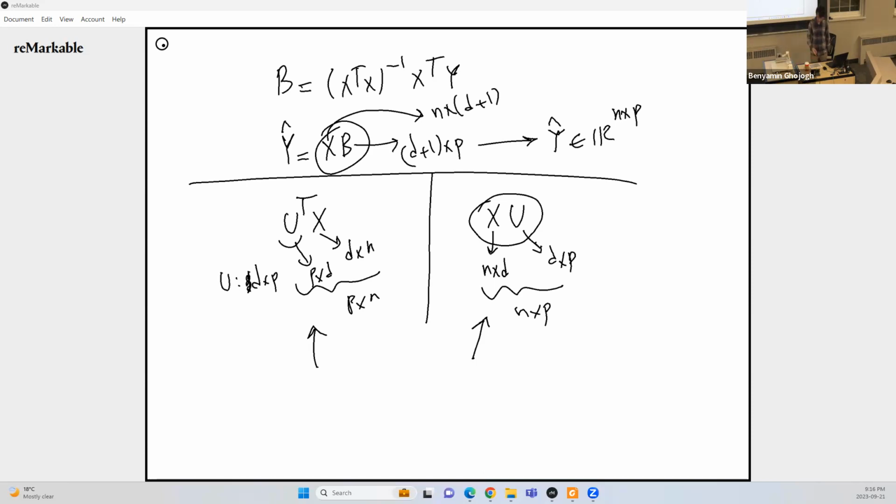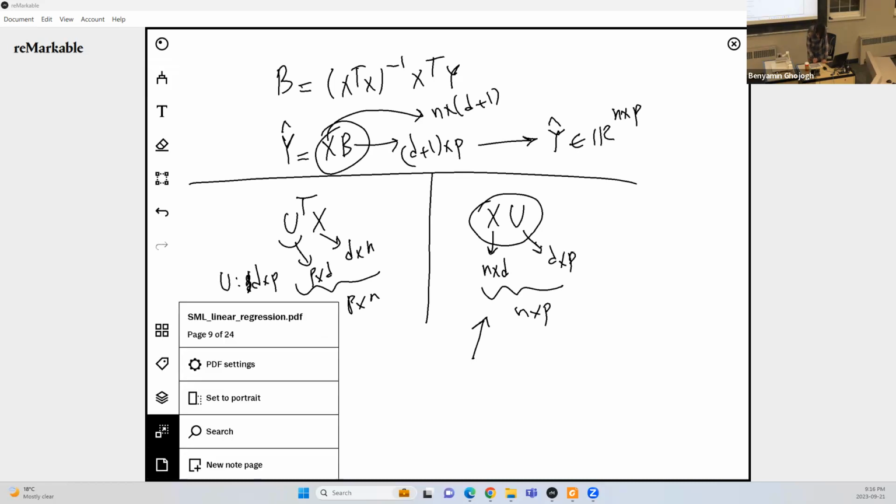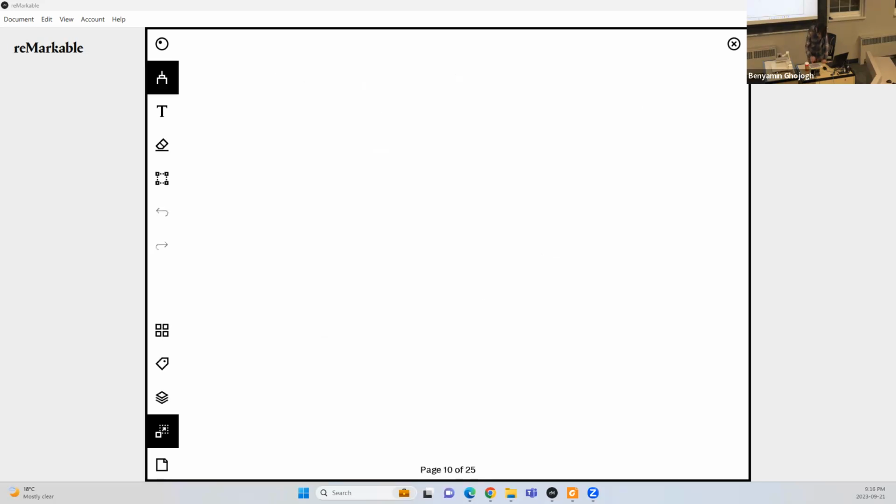Let me repeat. Here I said, what was it doing? Projecting the rows of X onto the column space of U. Here also it is projecting the rows of X, which are the data points, onto the column space of B, which is a P-dimensional subspace. And P is the dimensionality of labels. Interesting, right? Another insight, let me tell you very fast. I don't have enough time. So, another insight.